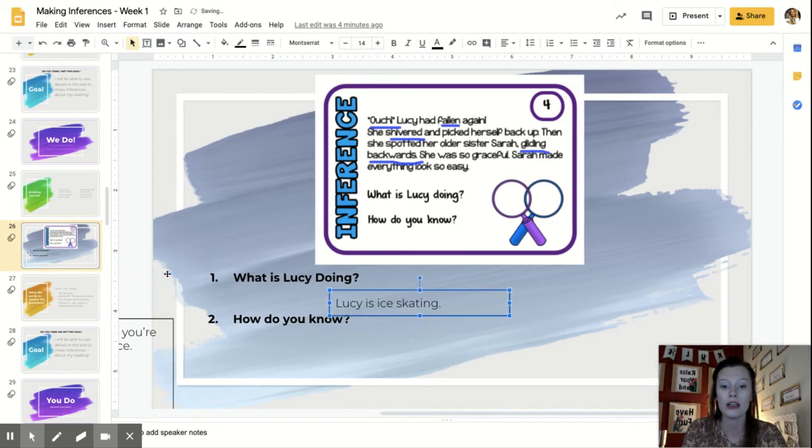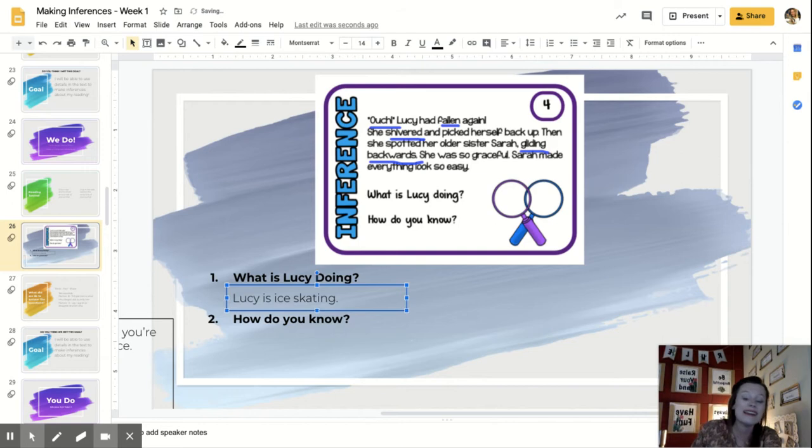Right here in your answer, it should be something along these lines. Now, if you didn't get ice skating, that is okay. This is a hard one, but that's where it's really important to not just find clues, but to really think about those clues. What do you know about them? Think about how much time I spent on the word shivered. Think about how much time I spent on the idea that her sister was gliding backwards. Find those clues and really think, what do I know about them? Okay? And how do you know?